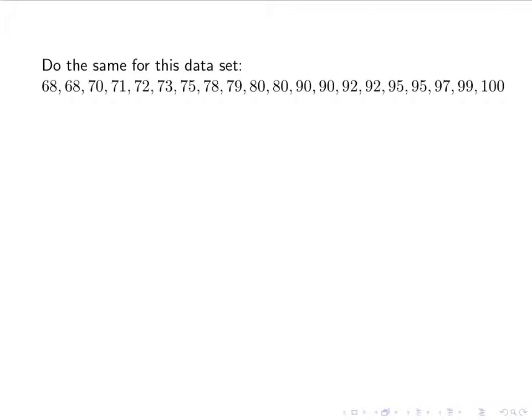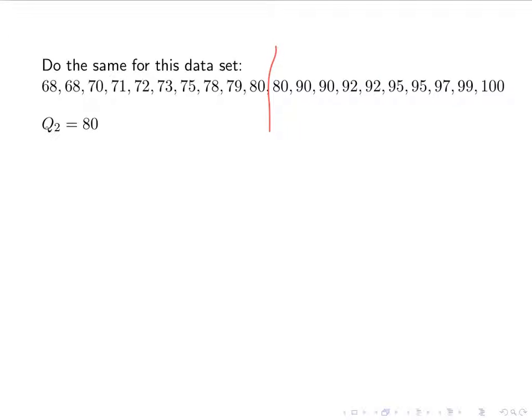And now we'll do the same for this data set. Again, notice that it's in numerical order already. The first thing we're going to do is count out our numbers. There are 20 of them. So to find Q2, I take 20, I multiply it by a half, that gives me 10. And again, 10 is an integer, so I'm going to look at the mean of the 10th and 11th values. And those happen to both be 80. So the mean, or the middle, of 80 and 80 is 80.